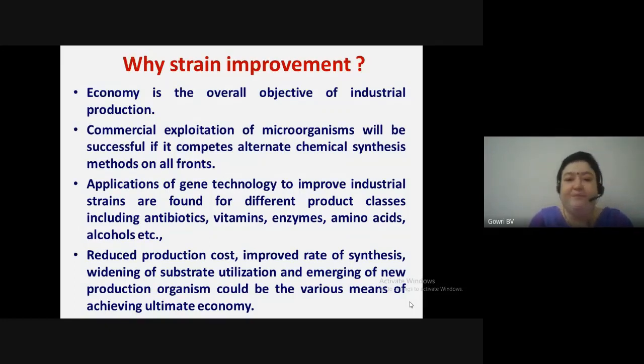And how are we going to ultimately achieve this economy is by reduction of production cost. So production cost romba adhigama irundhuchu appadina manufacturing cost adhigama poidum. So production cost, how far can we reduce it? Reduction of production cost, improved rate of synthesis: how are we going to improve the synthesis of the product by the microorganism, and widening of substrate utilization. I think you studied something called production medium when you went across antibiotic production. So we studied about carbon source, nitrogen source, and various mineral sources.